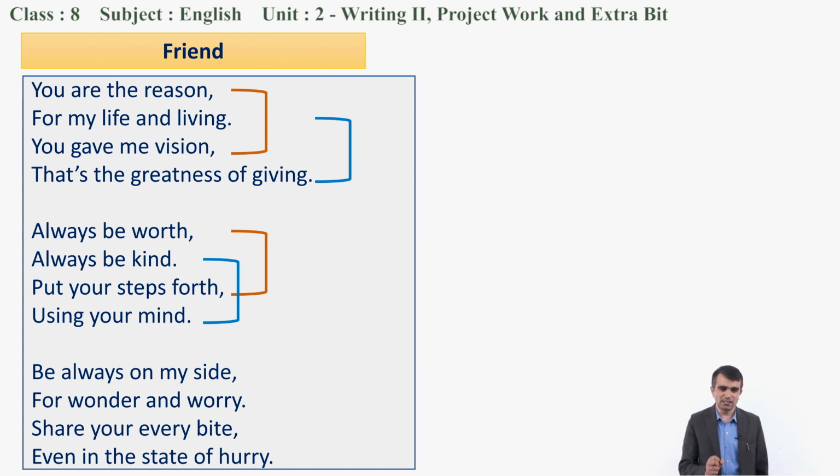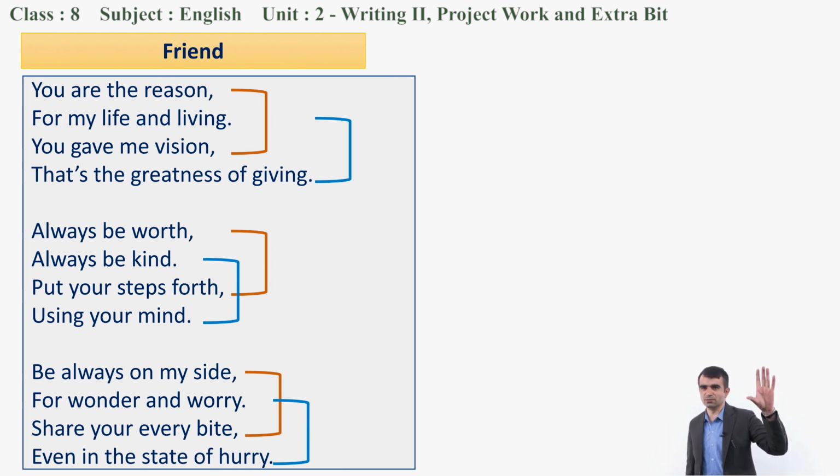There are three stanzas. Be always on my side for wonder and worry. Share your every bite, even in the state of hurry. Now, what is the rhyming pattern here? Again, first with third, second with fourth. Now, a similar rhyming structure is given here, is it? First, third, second, fourth. One stanza is over. Next. Again, first, third, second, fourth. That way, you can create.